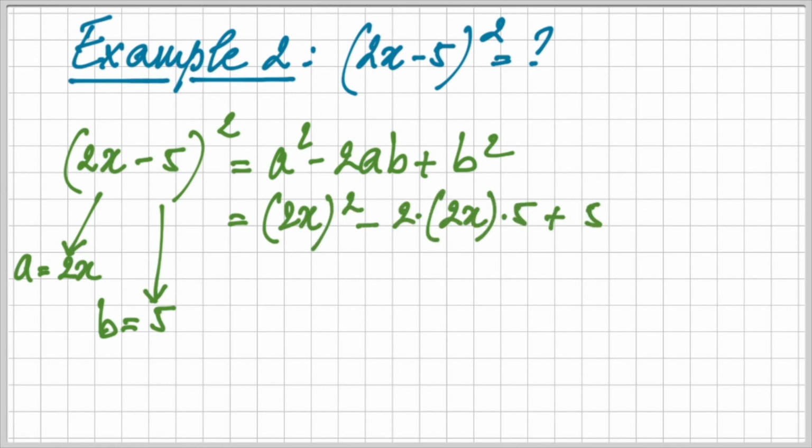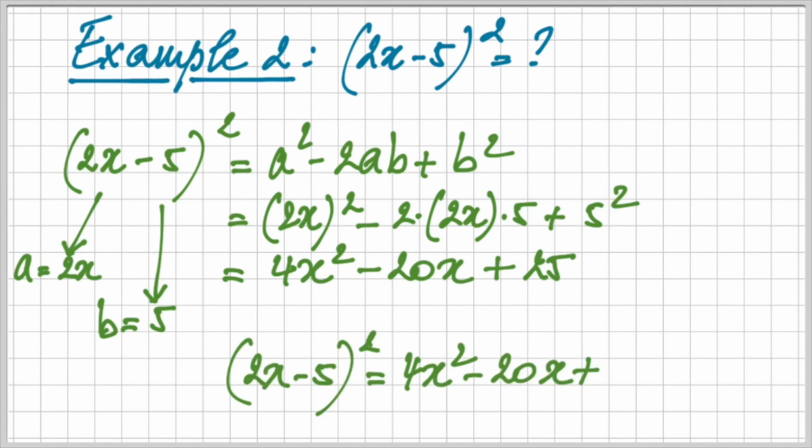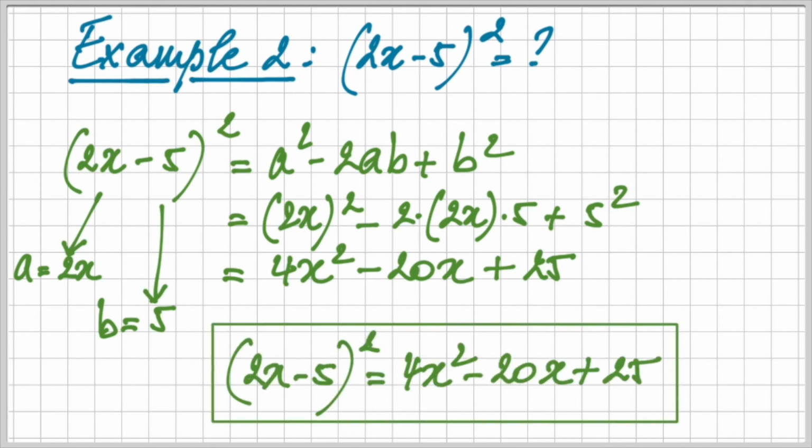So we can rewrite this as (2x)² − 2 times 2x times 5 + 5², and we find that this is equal to 4x² − 20x + 25. And we can say that (2x − 5)² is equal to 4x² − 20x + 25. So that was it.